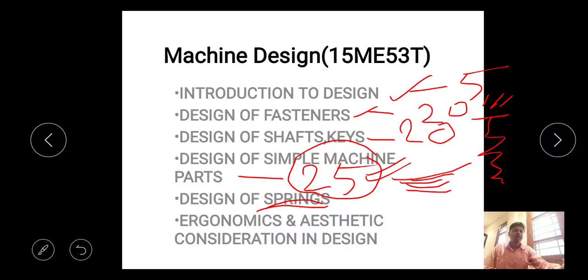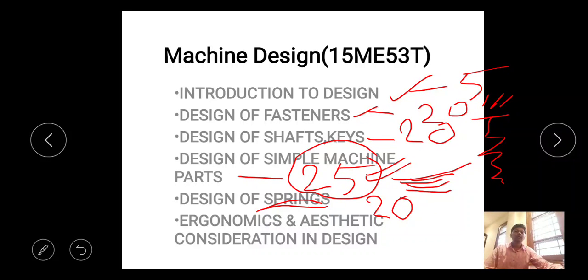Those are the different types of springs you are studying. It is about 5 marks theory and 15 marks problem, so it consists of around 20 marks in total: one problem of 15 marks and 5 marks theory.